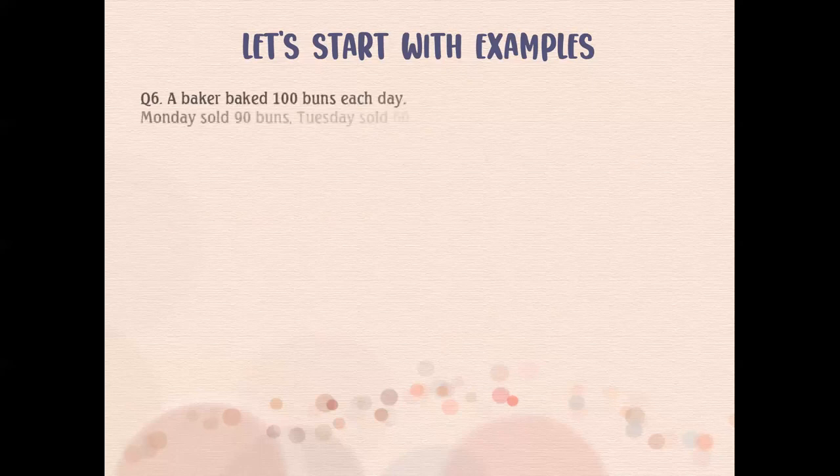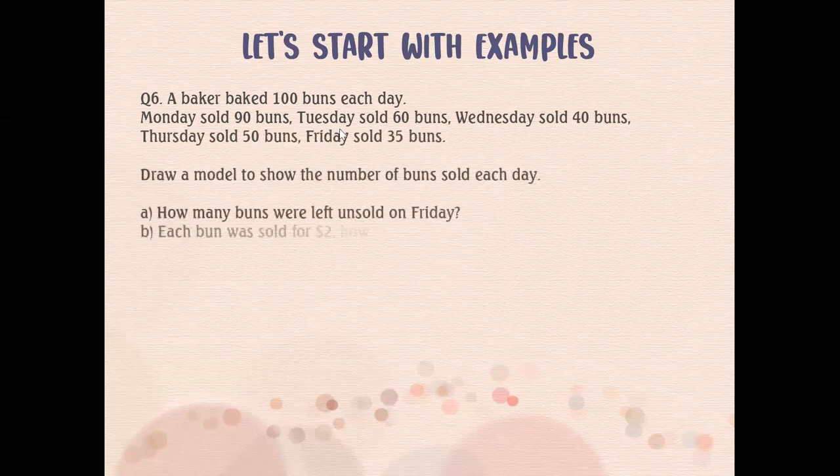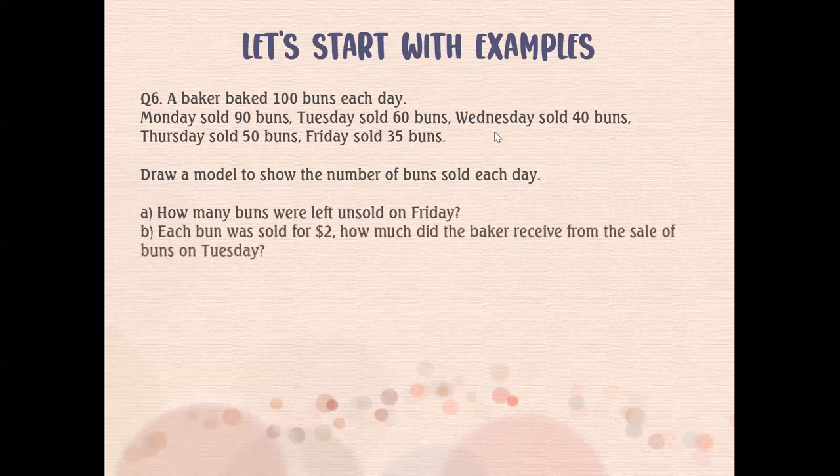A baker baked 100 buns each day. On Monday, he sold 90 buns. On Tuesday, he sold 60 buns. Wednesday, he sold 40 buns. Thursday, he sold 50 buns. And Friday, he sold 35 buns. Draw a model to show the number of buns sold each day.